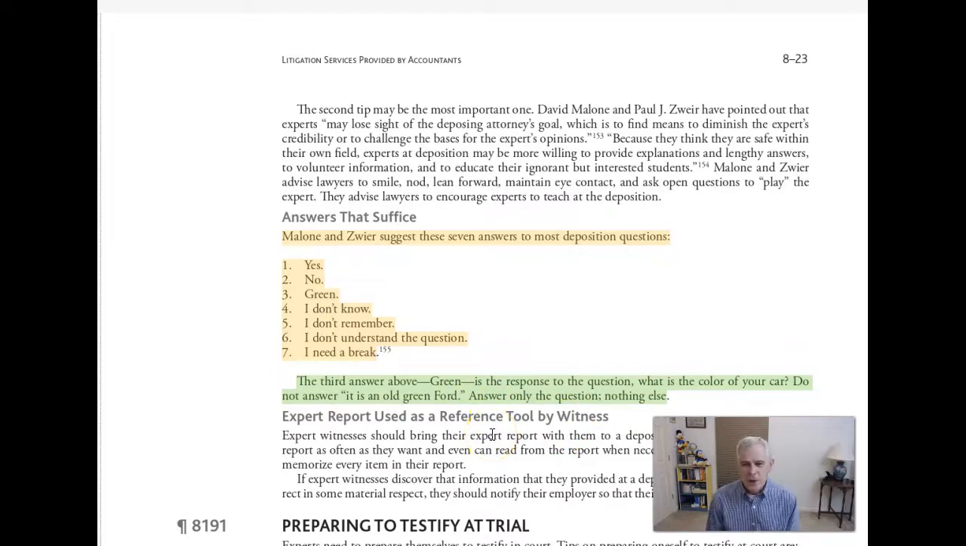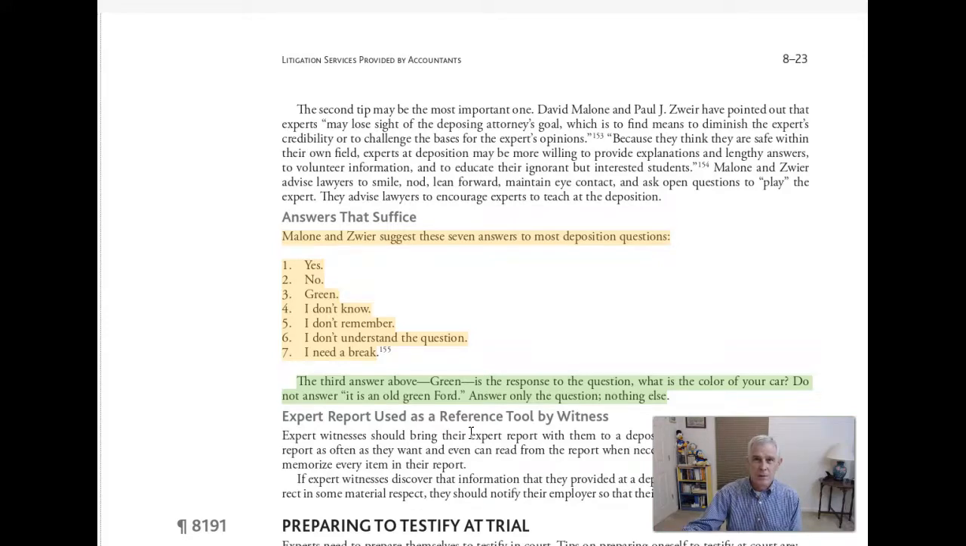If you're asked, what is the color of your car? And you have a green car, you should say, green. Stop there. If you say something like, it's an old green Ford, you just volunteered 2 bits of information that were not asked. They wanted to know the color. You just told them it was old and it was a Ford. That's too much information in that answer. What color is your car? Green.